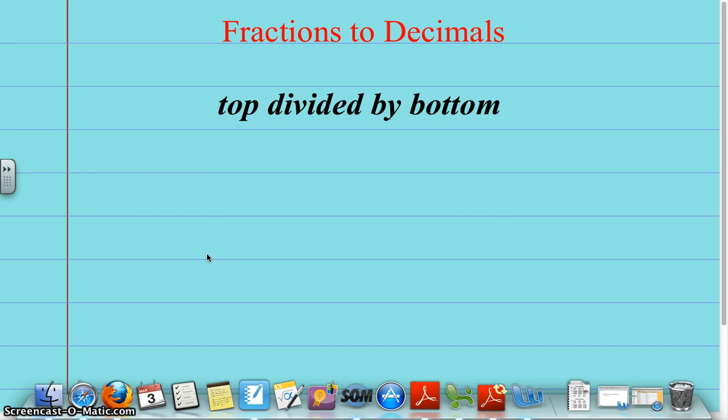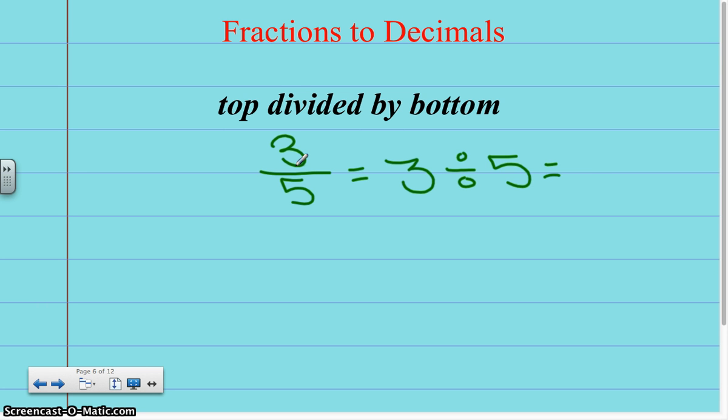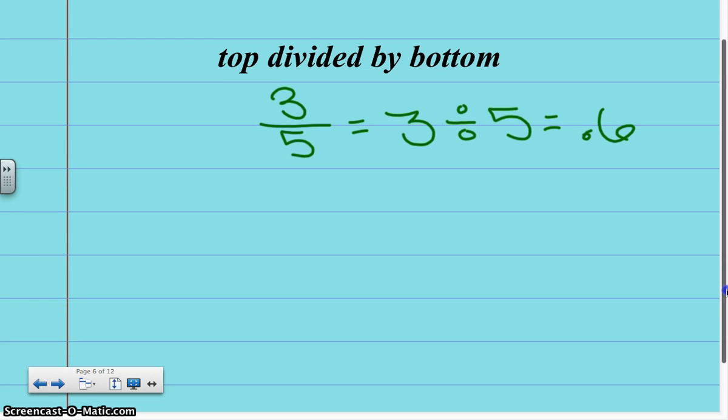All right, one of the other skills we're going to learn, aside from converting a percent to a fraction, is converting from fractions to decimals. And you're going to be so happy because usually in 6th grade you do the long way. I'm going to allow everybody to use a calculator here in 7th grade. We do top divided by bottom, so if I had 3/5, how I hit that in my calculator is 3 divided by 5, which is 0.6.